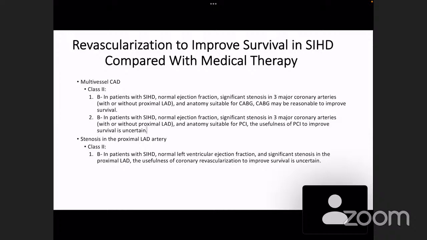Stenosis in the proximal LAD artery, class 2B indication in patient with stable ischemic heart disease, left ventricular normal EF, and significant stenosis in the proximal LAD. The usefulness of coronary revascularization to improve the overall survival is uncertain.